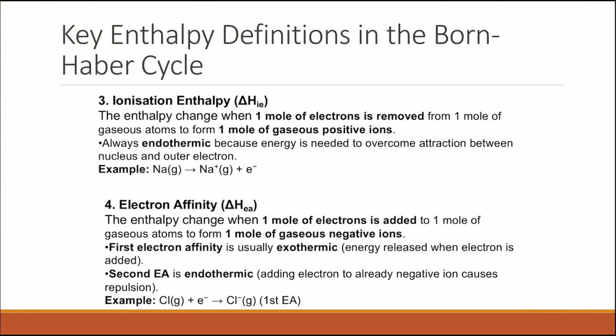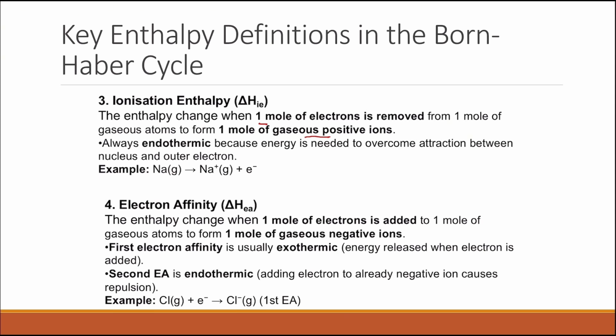And then we have the ionization enthalpy, which is basically ionization energy. It's the enthalpy change when one mole of electrons is removed from one mole of gaseous atoms to form one mole of gaseous positive ions. This is the ionization energy we talked about. We could use first, second, third, even higher ionization energies. We could use just the first one when we construct the Born-Haber cycle, based on the ions we have.